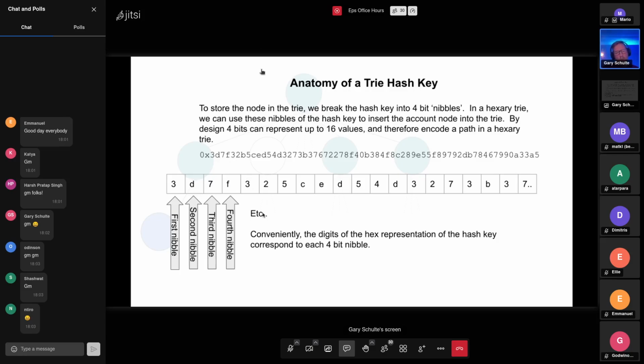So when you go to insert in the tree, when you're trying to find an unused location in the tree to insert this value, you're going to traverse down the tree first at the 3 location, and if there's a branch node there or a conflict, you're going to go down to the next depth, and you're going to be looking for the D slot, see if that's unoccupied, the 7 slot, the F slot, etc. So that's really convenient. You can look at any hash in hex and just intuitively know what its path through the tree is going to be.